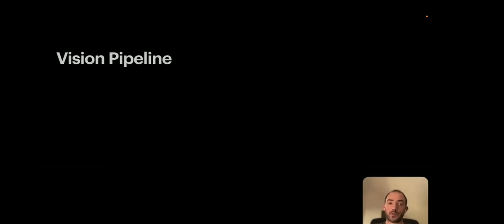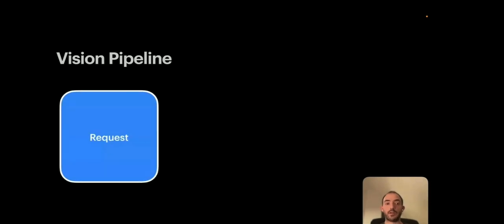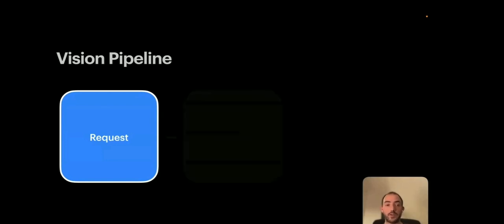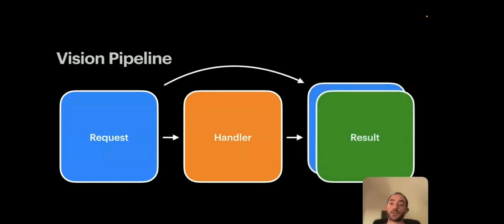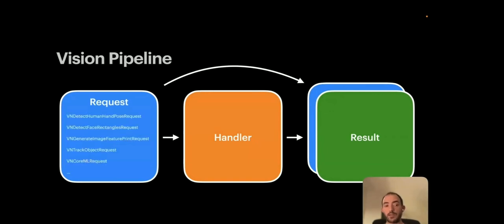We're going to use Vision, so I'm going to quickly go over the Vision pipeline in case you're not familiar with it. In running an API through the Vision pipeline, you start by creating a request. You pass it to a handler, and the handler returns the result back as a property on the original request object. These requests can be anything from detect human hand pose to face rectangles requests. The one we're going to be using is the one at the bottom, the Coreml request.